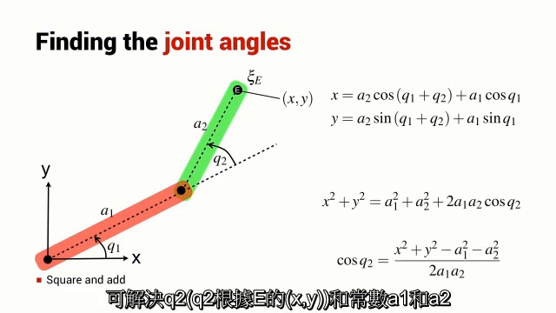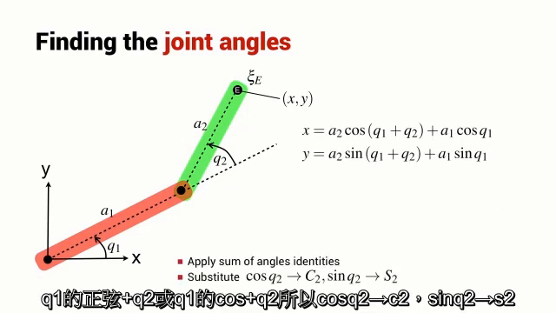Now I can solve for the joint angle Q2 in terms of the end effector pose x and y and the robot's constants A1 and A2. Now what I'm going to do is to apply the sum of angles identity. I'm going to expand these terms, sine of Q1 plus Q2 or cos of Q1 plus Q2, and to make life a little bit easier, I'm going to make some substitutions.